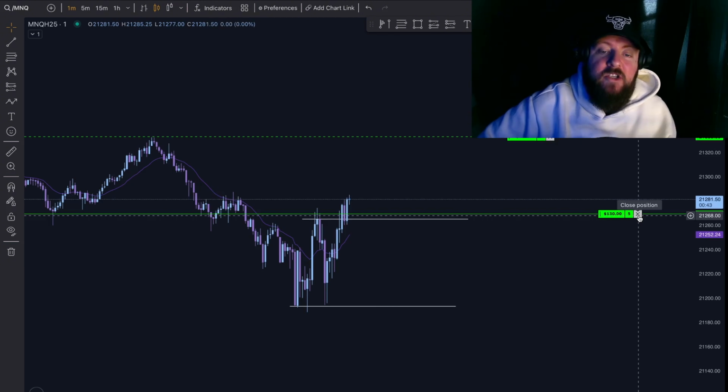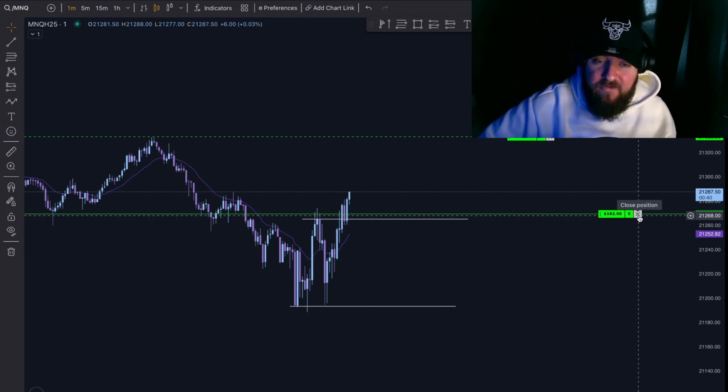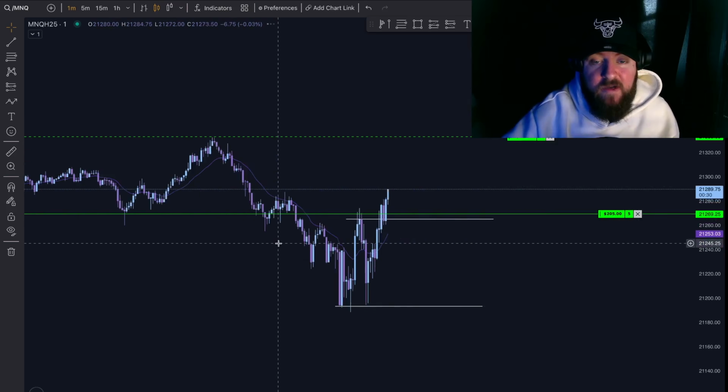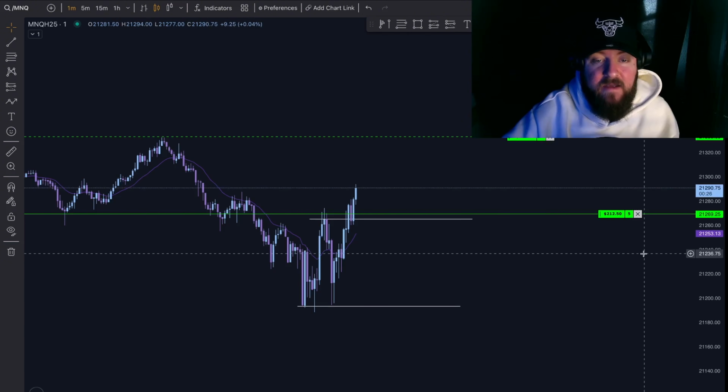No matter how much I try and change up to different time frames, higher time frames, I always end up on these little sketchy, volatile 1 minute time frames, man, because I just get drawn to it. I think it's the quick decision making thing, you know what I mean?